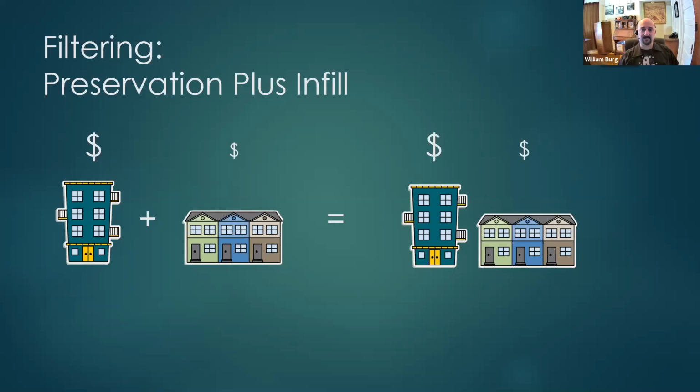Preservation plus infill is a positive growth strategy in that it allows more housing without undue disruption of the existing housing, which means you maintain that affordability, but you also provide room for the wealthier folks who want the new expensive housing. Another strategy is preservation plus affordable infill.